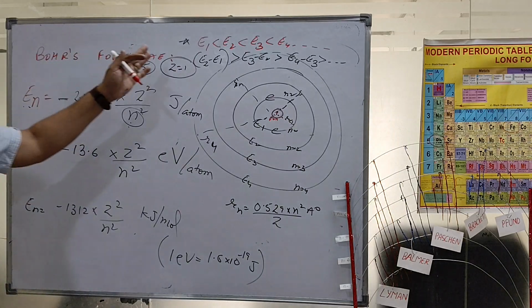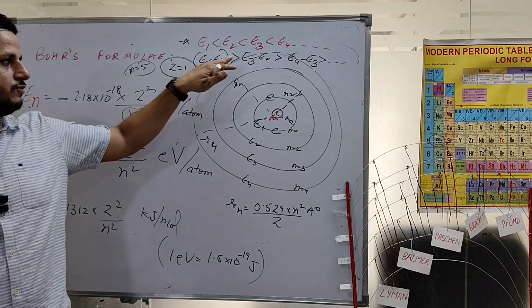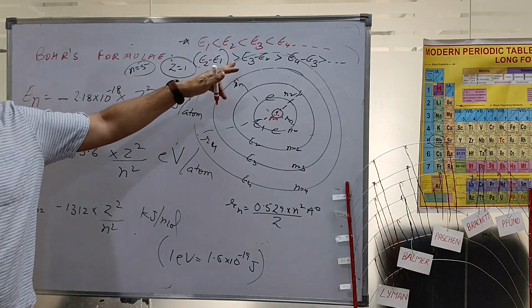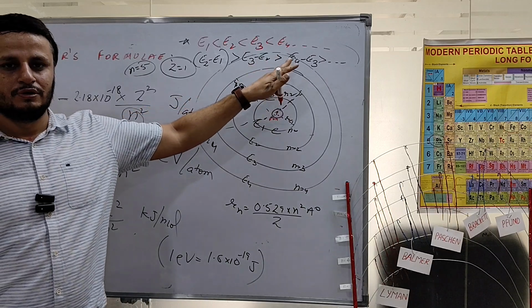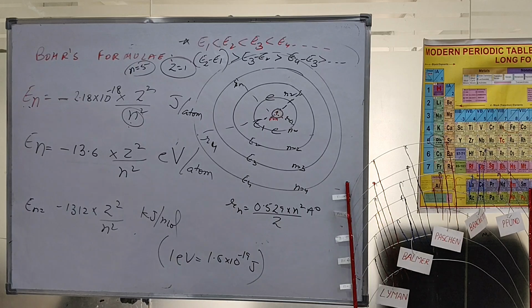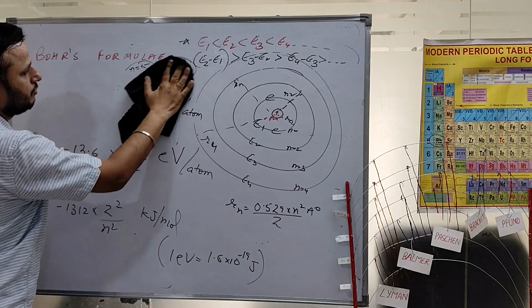In some way, there are some MCQ questions given in the books. Which of the following relation is correct? So E2 minus E1 is greater than E3 minus E2, which is greater than E4 minus E3. तो रेडियस के बाद एनर्जी, और एनर्जी के बाद वेलोसिटी ऑफ इलेक्ट्रॉन.